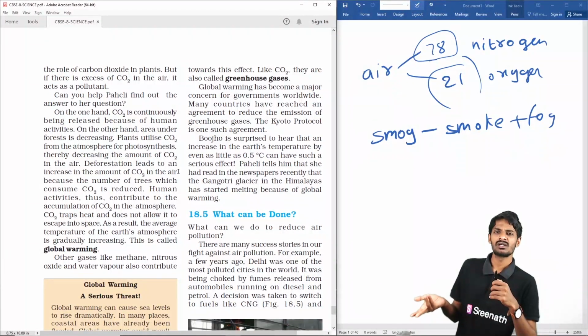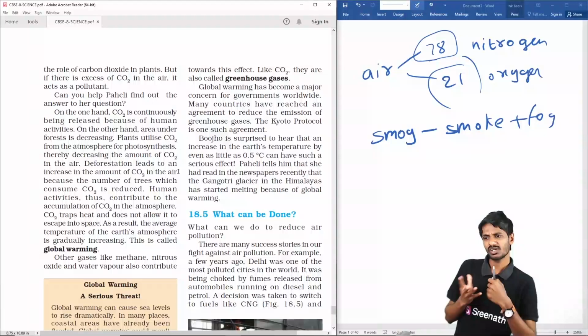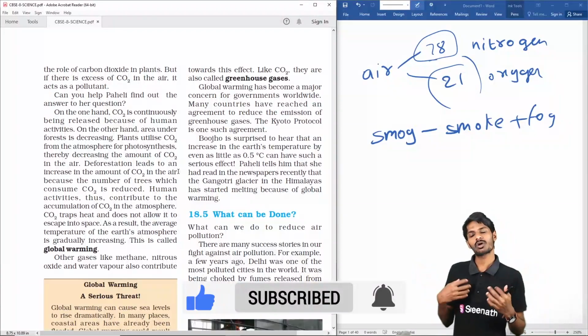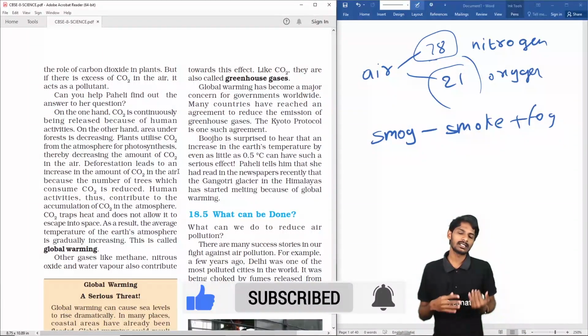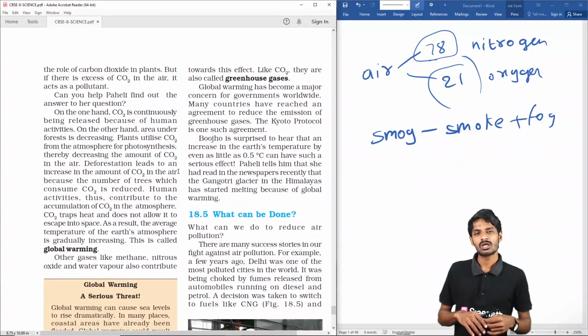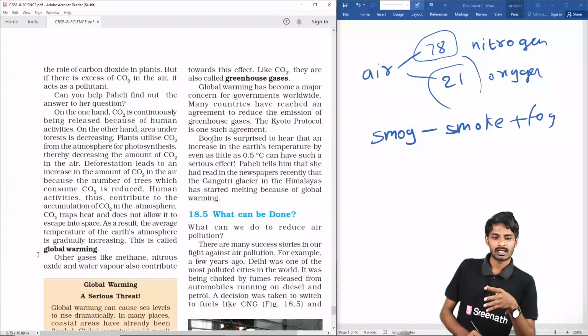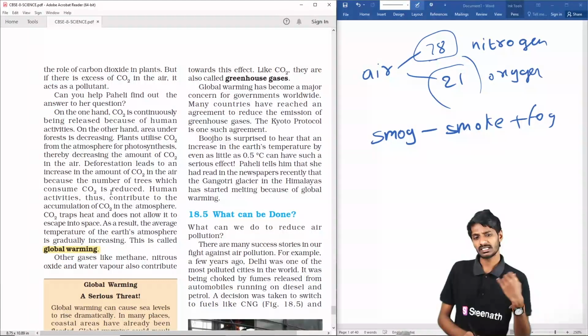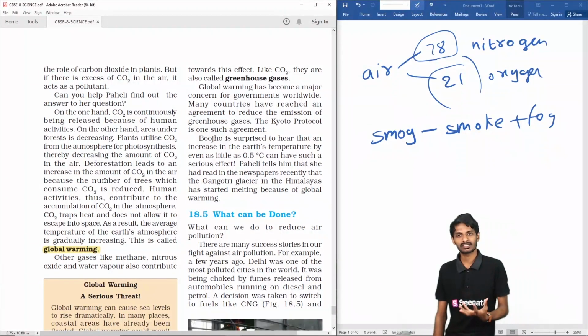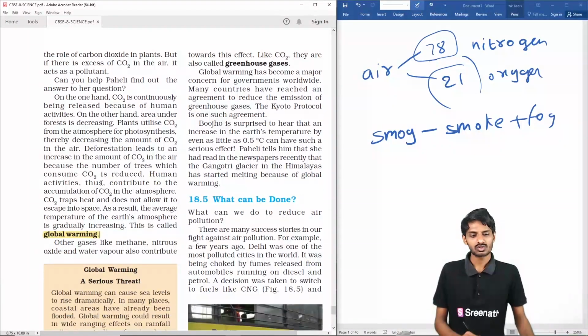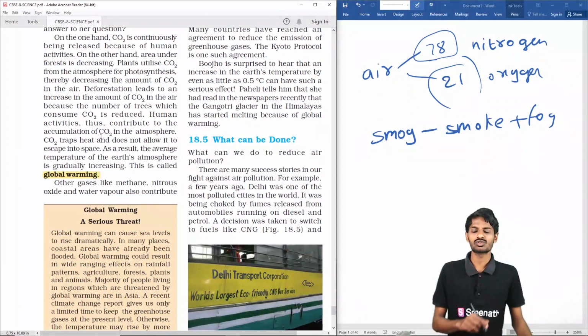If there are forests and plants, they absorb carbon dioxide and release oxygen. But the plants which absorb carbon dioxide are decreasing, and the carbon dioxide content in the atmosphere is increasing. Finally, the carbon dioxide content increases, it causes global warming, and the temperature of the earth increases. Even if the earth's temperature increases by half a degree centigrade, there are many drastic changes on the earth, students. So we have to reduce the carbon dioxide content.